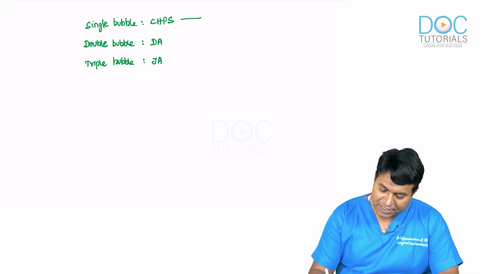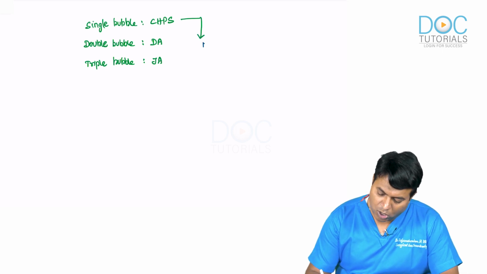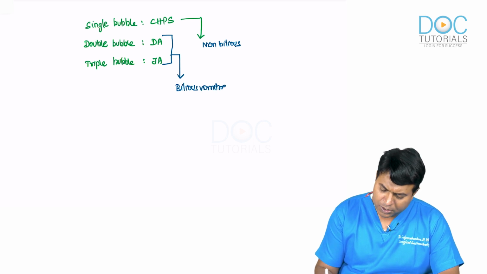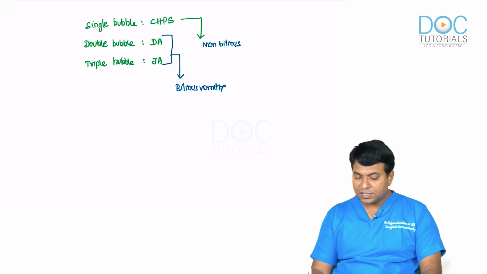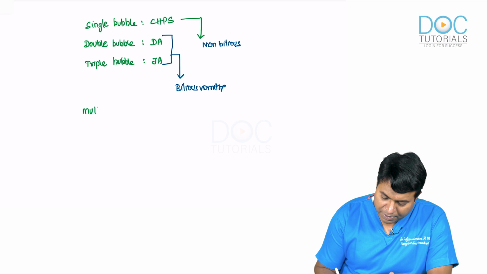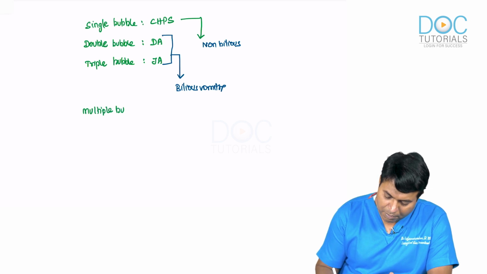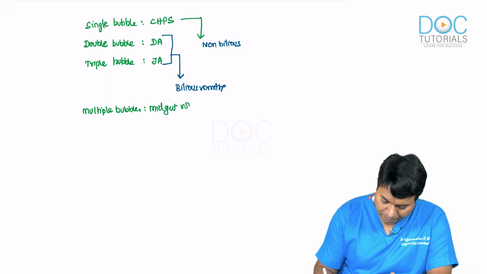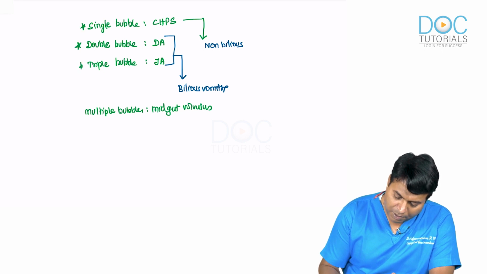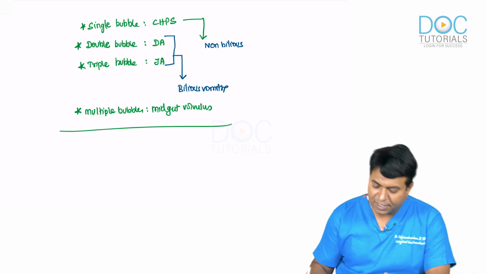Single bubble appearance, congenital hypertrophic pyloric stenosis, will have non-bilious vomiting. These two will have bilious vomiting. That is a classical difference. So single bubble is congenital hypertrophic pyloric stenosis, double bubble is duodenal atresia, triple bubble is jejunal atresia, and multiple bubbles are seen in midgut volvulus. So please don't forget single bubble, double bubble, triple bubble, multiple bubbles are the findings seen in various conditions.